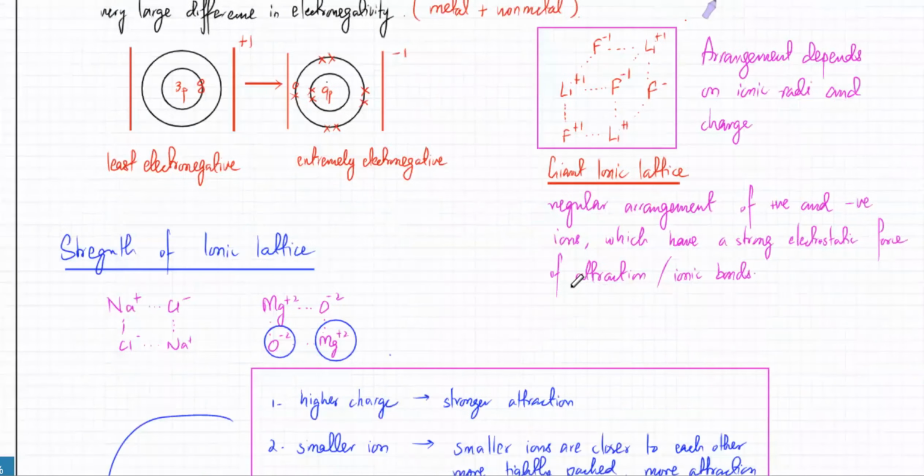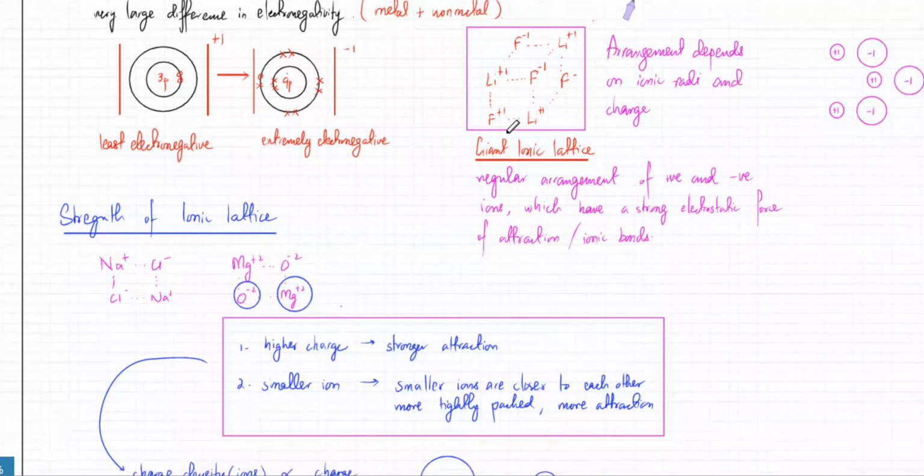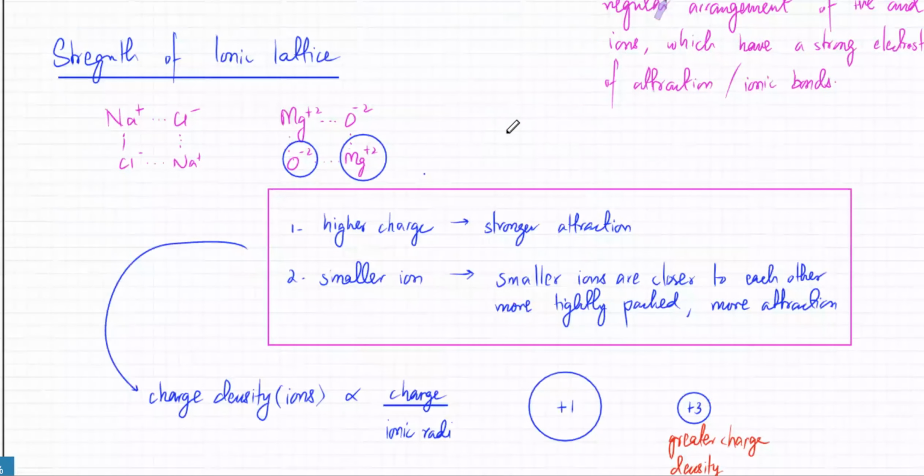And we talked about the strength of these ionic crystals. We talked about the fact that the strength of the ionic lattice depends on two things. It depends on the charge. The higher the charge, the stronger the attraction. So if you have NaCl, the force of attraction is not that strong. But if you have MgO, Mg2+ and O2-, then the force of attraction is very, very strong. And the other one is smaller ions.